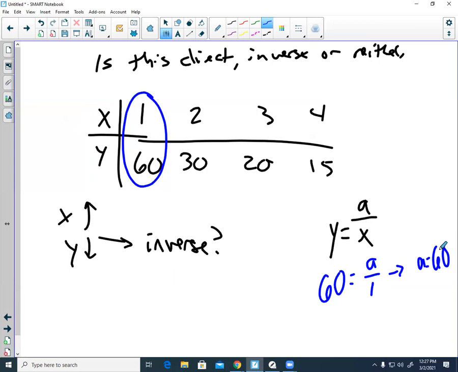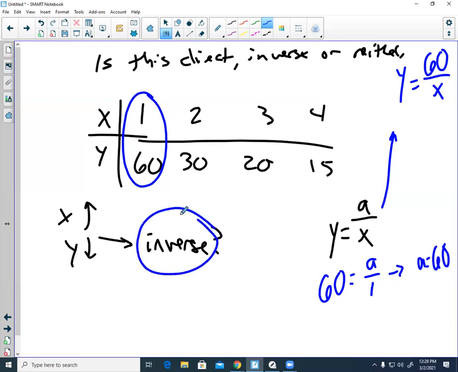If our a value is 60, that means the equation that I've just come up with is y equals 60 divided by x. Now, if my formula works for every single one of those points, that means I have confirmed that it's inverse variation. If I find something that doesn't work, if any of these points don't work in my equation, it's neither. Okay? But if I test this, I can put 2 in for x. So 60 divided by 2 is 30. That works. 60 divided by 3 is 20. 60 divided by 4 is 15. This works. So this is, in fact, inverse variation. I don't have to worry about it.